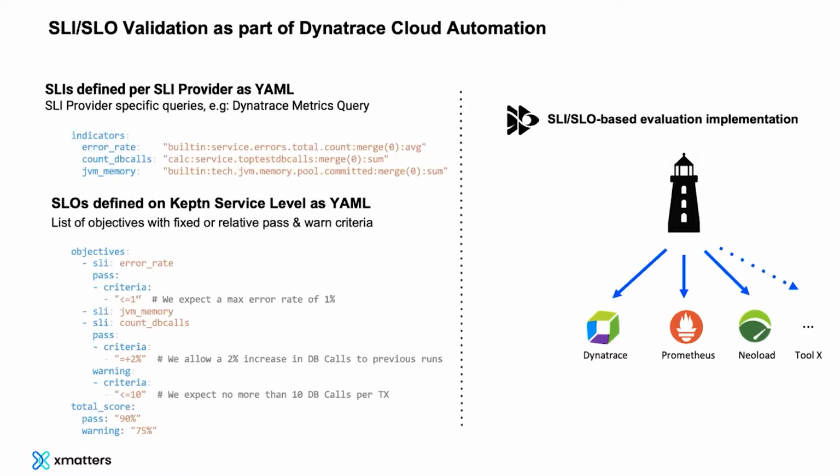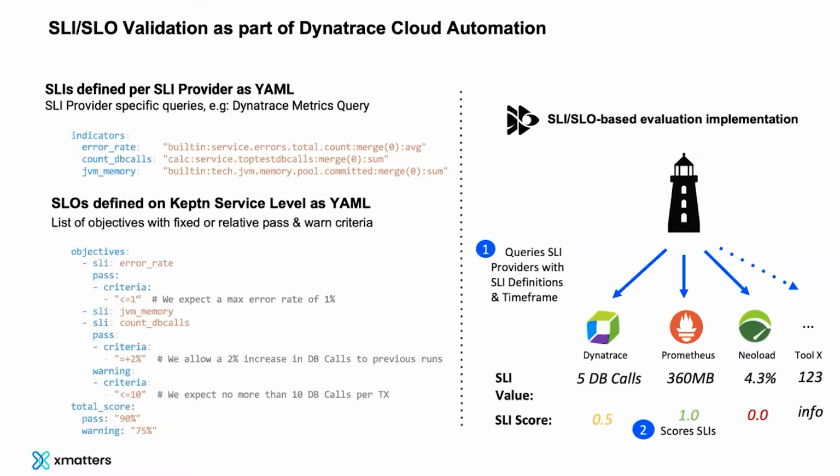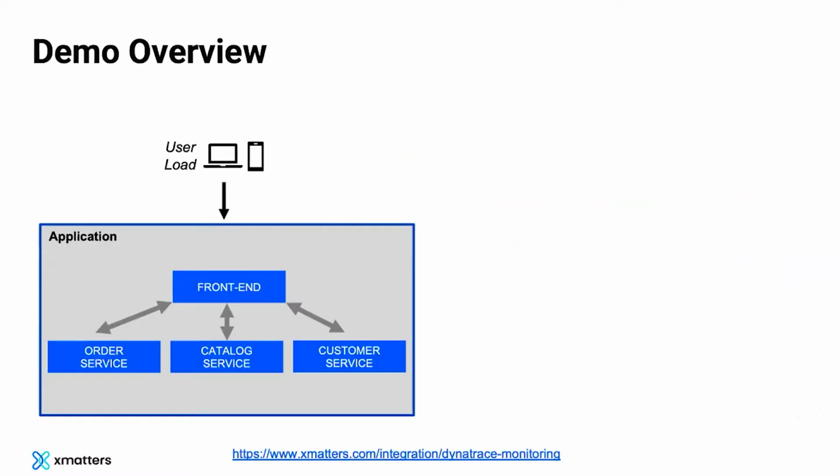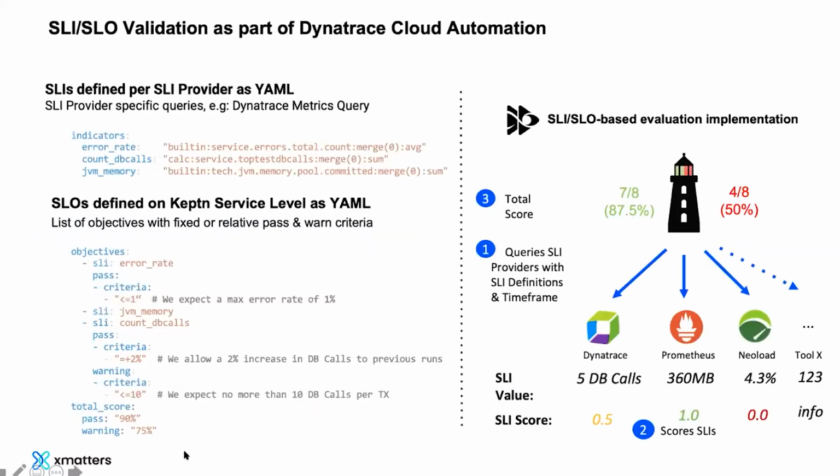So if the data comes from Dynatrace or maybe Prometheus or load testing tools or other tools, the concept is the data comes from the indicators, and the scores get evaluated in a common way. And then if you click a couple more animations here, the idea, just as I described below, is each tool would pull the data, you score it, and then you get your ultimate score. So you're going to see a lot of that with Eric.